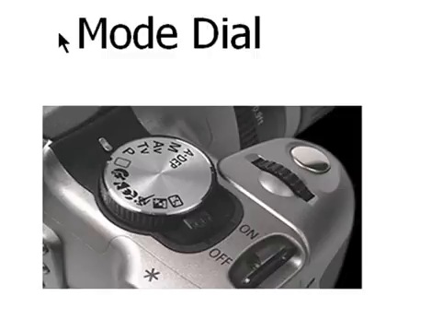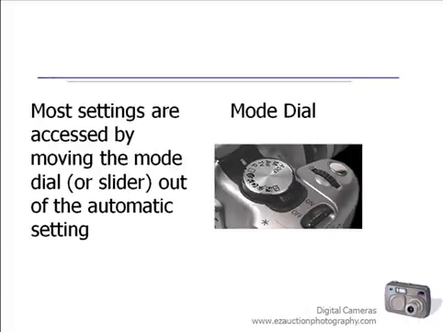So when we talk about these settings, if these icons that I talk about are not on your mode dial, you do need to move your mode dial out of the auto settings into some of these other settings to see what I'm talking about inside the LCD screen. Now, I know that sounds as clear as mud, but stick with me for a couple more minutes and hopefully it'll make a little bit more sense. Just keep looking at your camera.